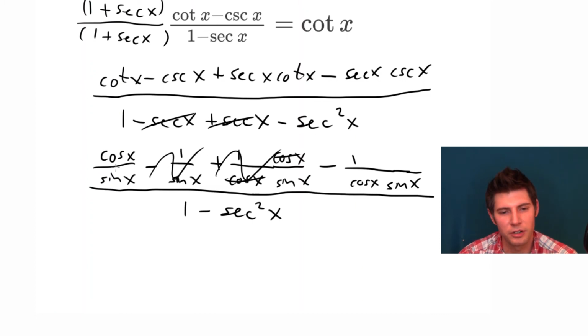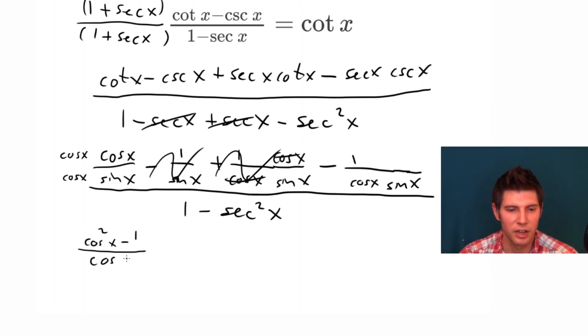So for this numerator, the common denominator for these 2 terms would be cosine sine. So I'm going to multiply top and bottom by cosine. So now we'll just rewrite this. This is cosine squared minus 1 over cosine sine. And that's the numerator. And the denominator is 1 minus secant squared.